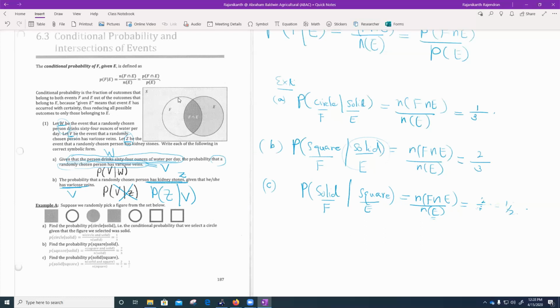So every time you find the numerator and denominator, you have to treat them like separate problems and find them one by one. So I'm finding each possibility from my sample space. So always we have to look at the sample space for the problem.